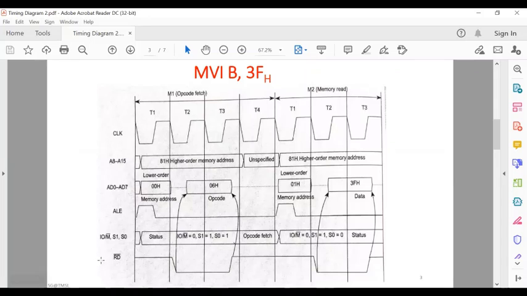So move on to the next example, which is based on the MVI related instruction. Now for MVI, can anyone tell me the function of this instruction, MVI B comma 3F, which is written over here? Anyone? What is the function of the MVI B comma 3F instruction? It instructs to move immediate the 3F data to the register B. Yes, very good.